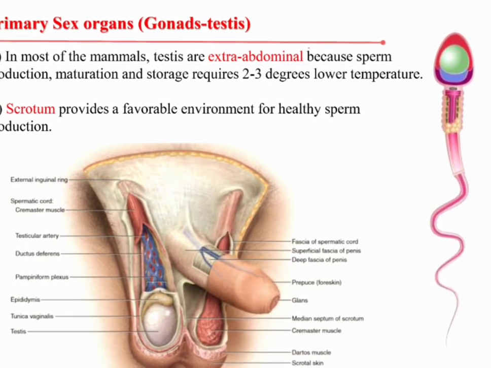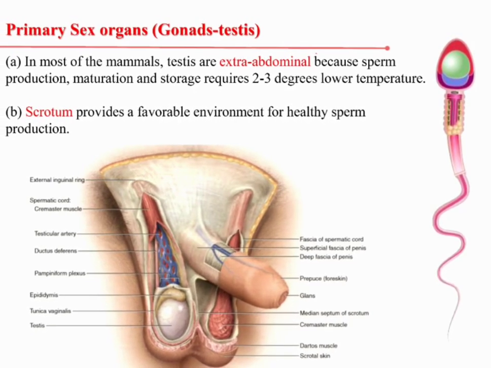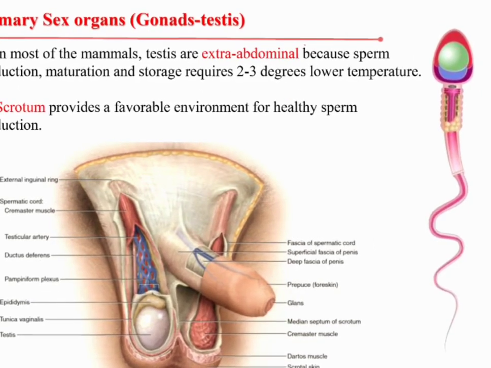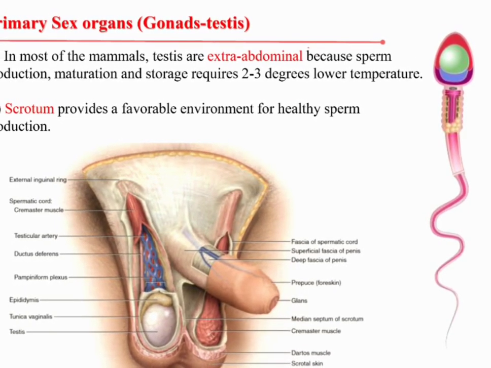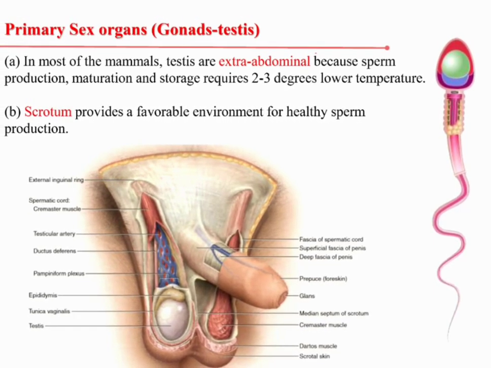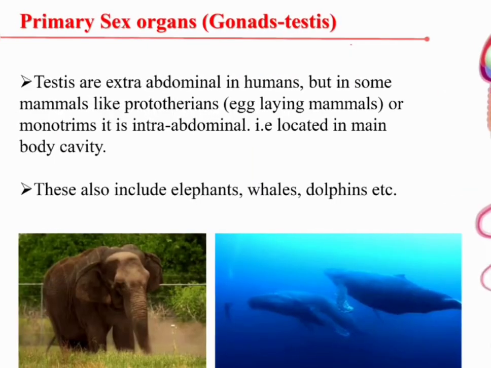Let's discuss some interesting things about primary sex organs. In most of the mammals, testes are extra-abdominal because sperm production, maturation and storage requires 2 to 3 degrees lower temperature. Scrotum provides a favorable environment for healthy sperm production.